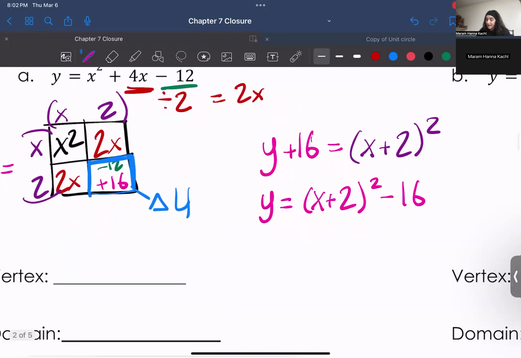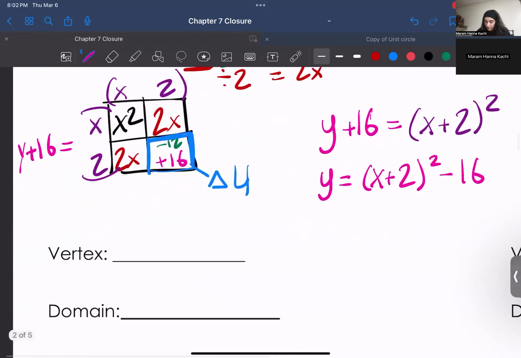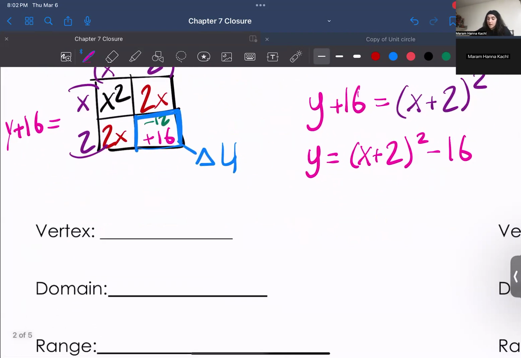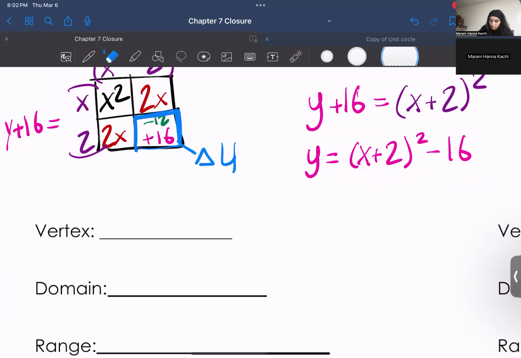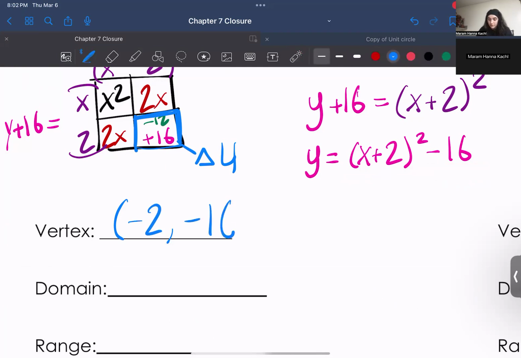All we need now is, it doesn't ask us, oh, actually, yeah, it does ask us for the vertex. The vertex here is the opposite of this, and then this number just as is. So anytime I'm looking for the h value, it's always got to be the opposite. This looks like a +2. The opposite of that would be -2. And then this number is just as is. So it's a -16.